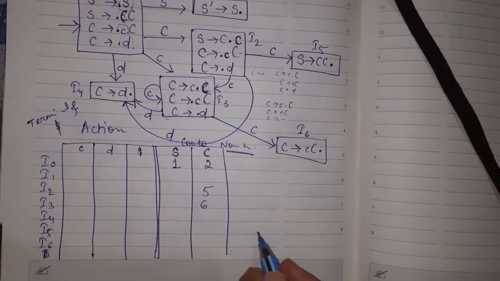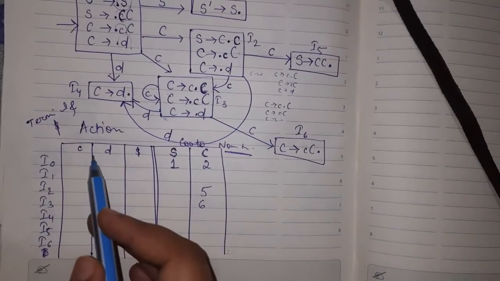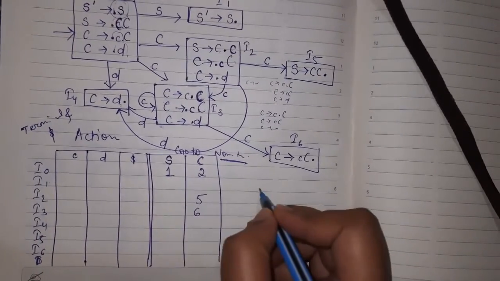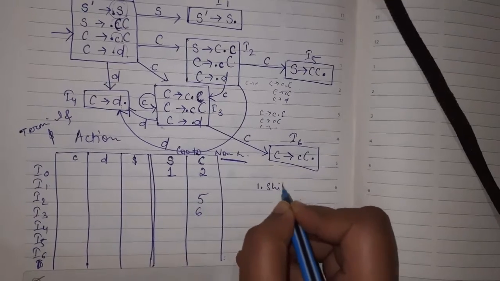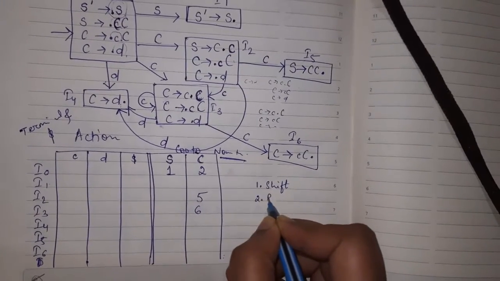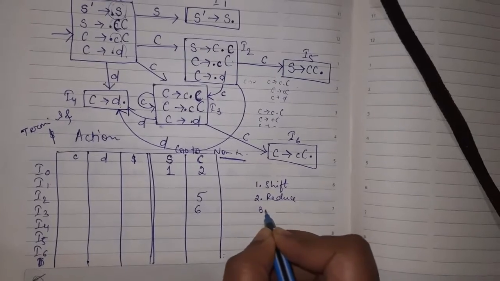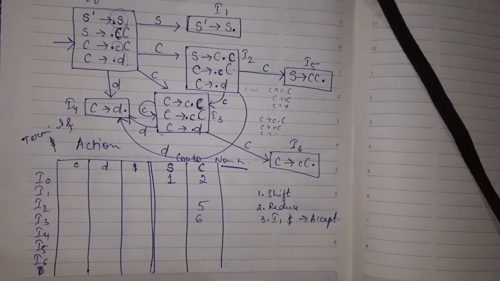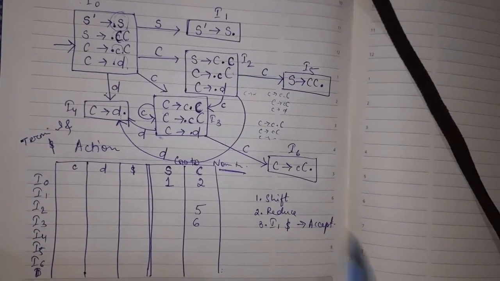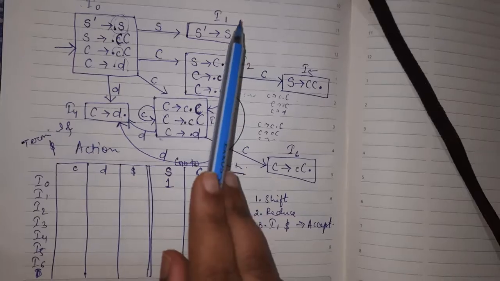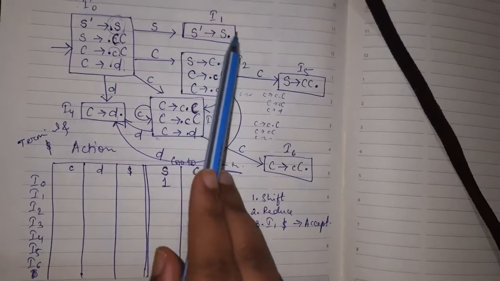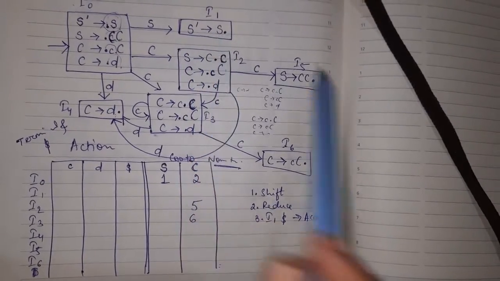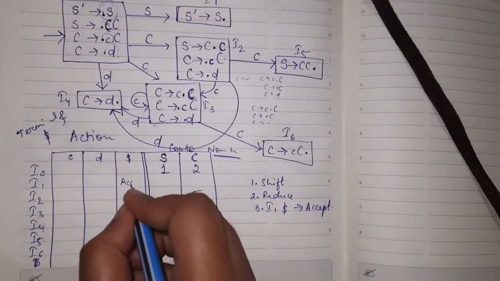Now for the action table, we have 3 things. First is shift, second is reduce, and the third is, for $, accept. For I1, for states like this, from S dash to S dot, it is always accept.